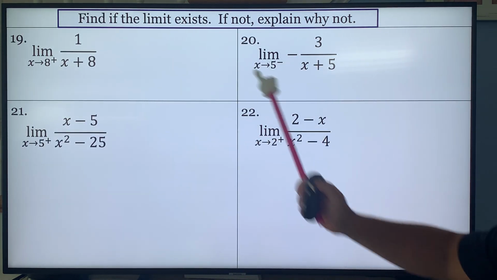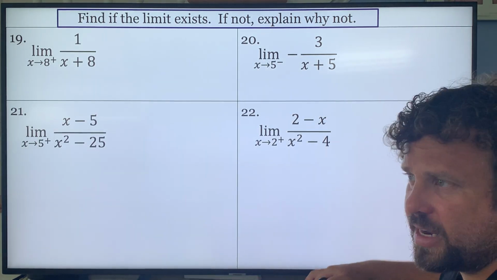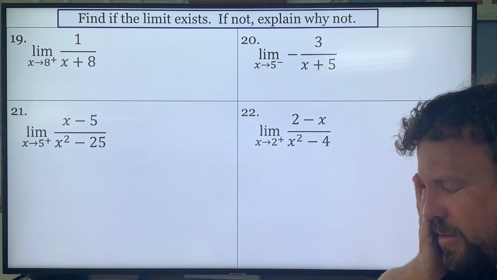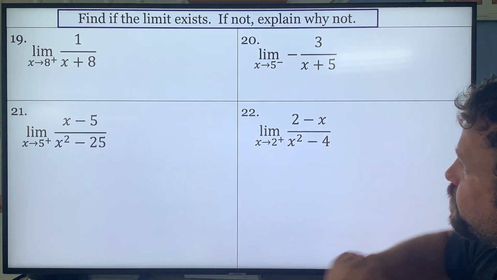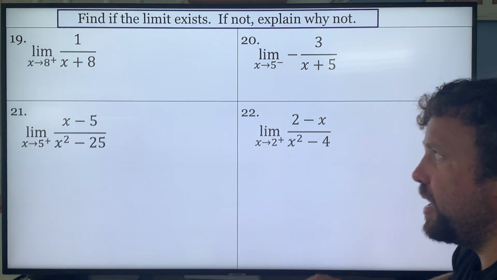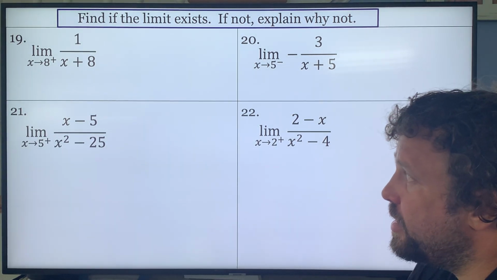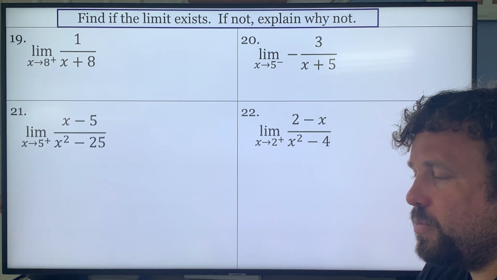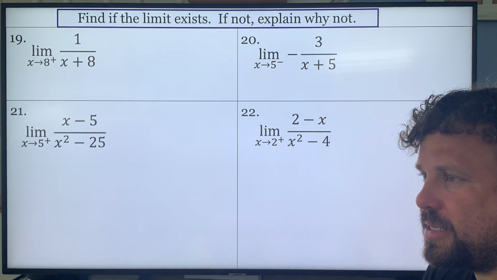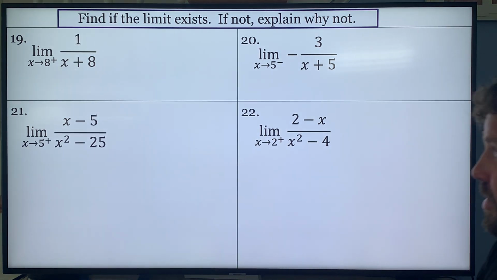All right, so now we're going to get out of the graphs, and we're going to go up a level. Now we're going to do this analytically. Okay, we're going to do this just with equations. So, find if the limit exists. If not, explain why. Now, we're doing this one-sided. All right? So, let me explain something to you. When you have 8 plus, that means it's just a tad higher than 8. So, pick a number a little bit bigger than 8 and plug it in there.